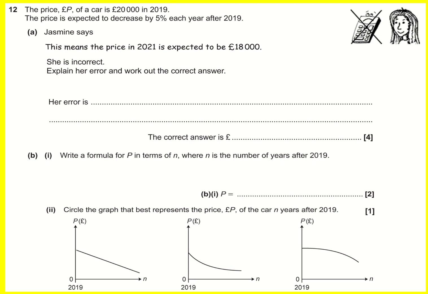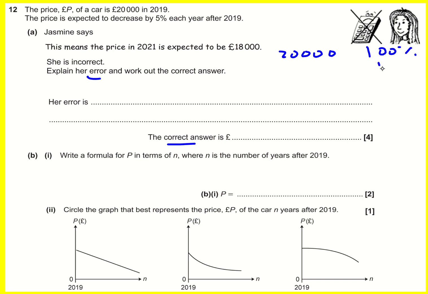Sometimes to find the error it's best to actually work out the correct answer, and you can see along the way what might have happened. So if we're working out the correct answer, well, let's find out. We got 20,000, and that is 100%. And then we want to decrease it by 5%.